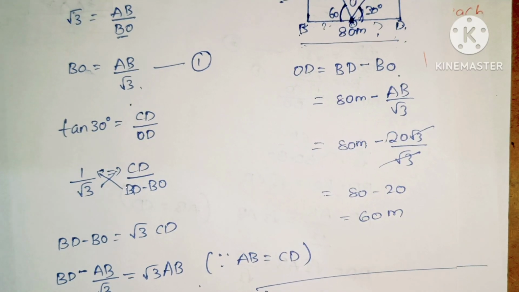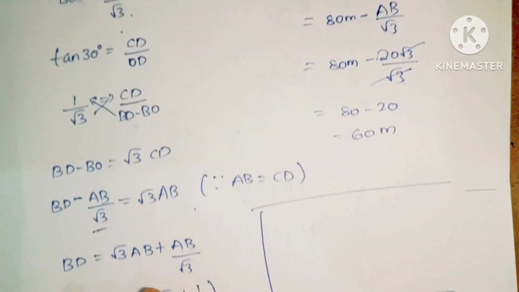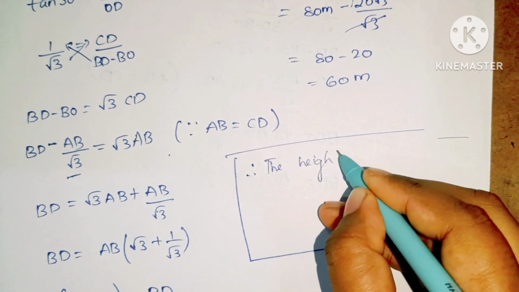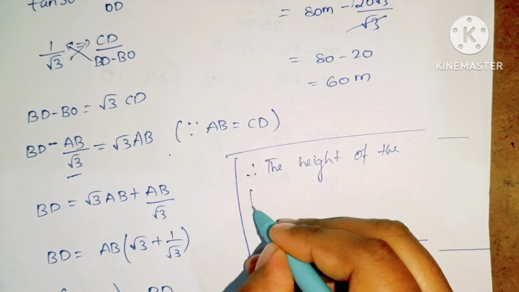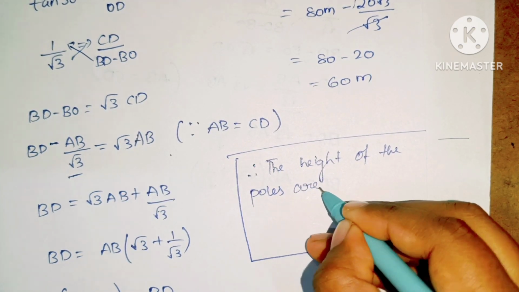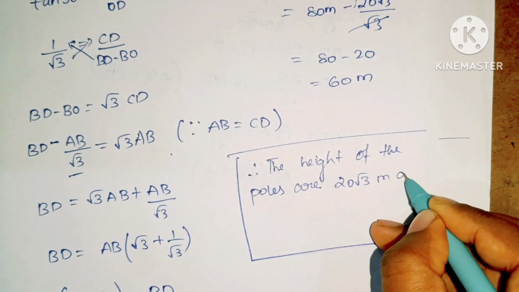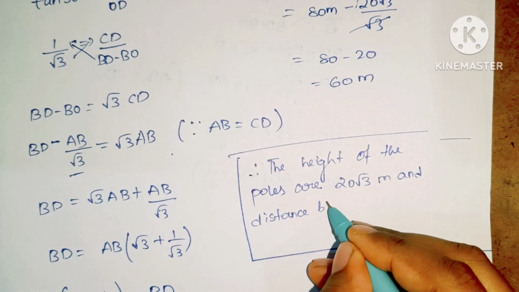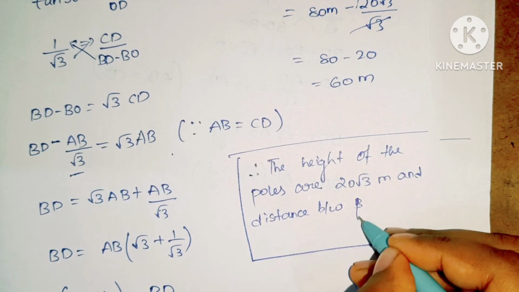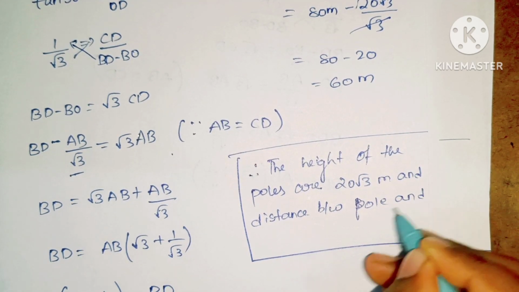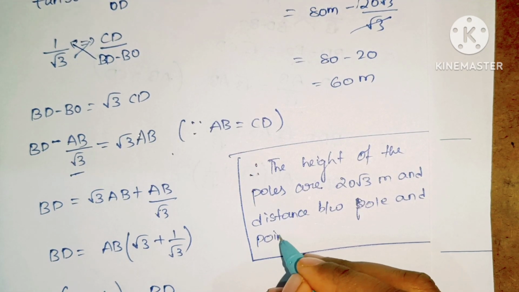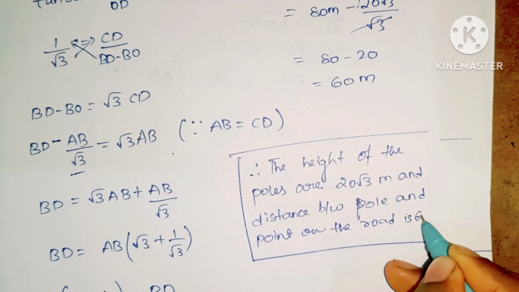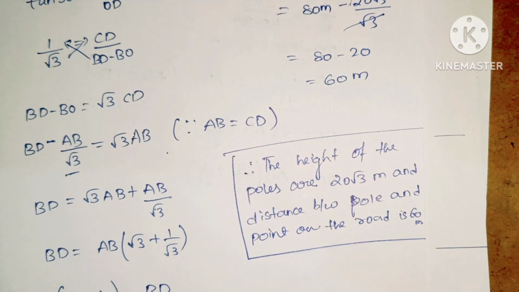So by this, what did you find? The height of the poles is 20 root 3 meters and the distance between the pole and the point on the road is 60 meters. Understood? Next question.